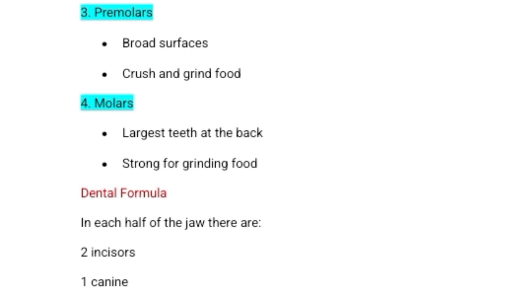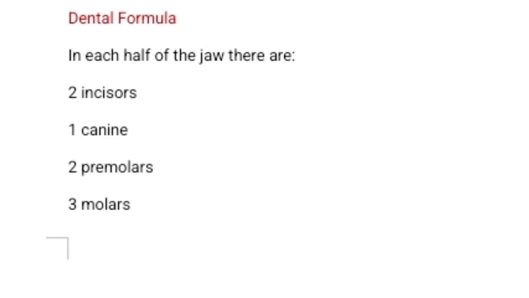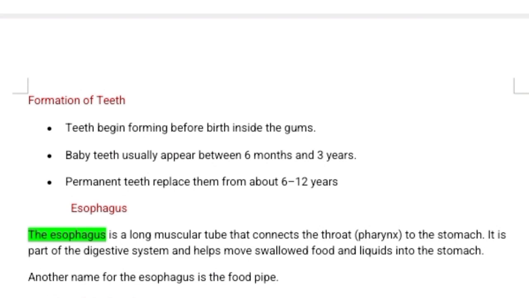Strong for grinding food. Dental formula. In each half of the jaw there are 2 incisors, 1 canine, 2 premolars, 3 molars. Formation of teeth. Teeth begin forming before birth inside the gums. Baby teeth usually appear between 6 months and 3 years. Permanent teeth replace them from about 6 to 12 years.